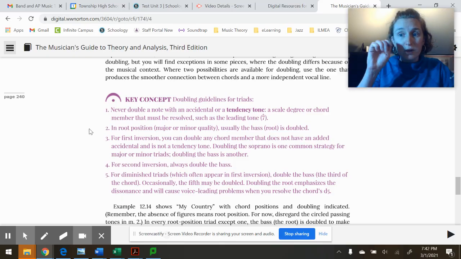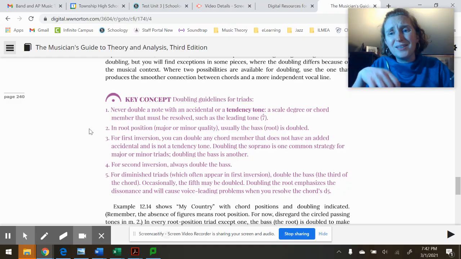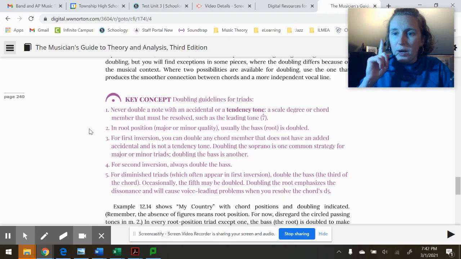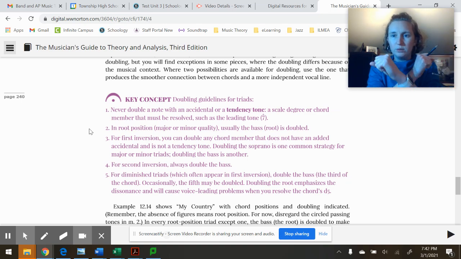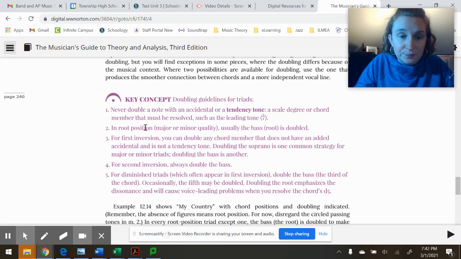Now you're going to write in a little circle next to all your part writing guys the leading tone. So you're going to remember, oh yeah, that's that note. I've got to raise it in a minor key, but I'm not allowed to double it. No doubling the leading tone. Verboten. Okay. The next couple are when you have different inversions of chords.